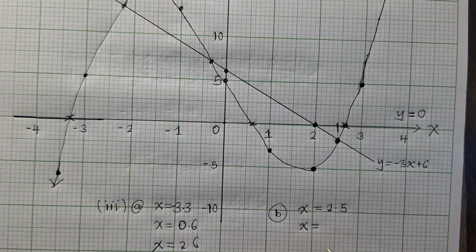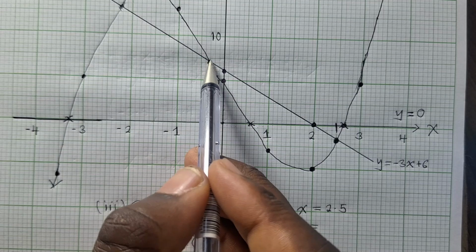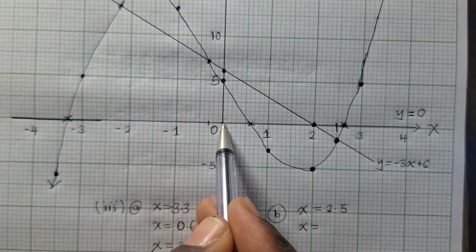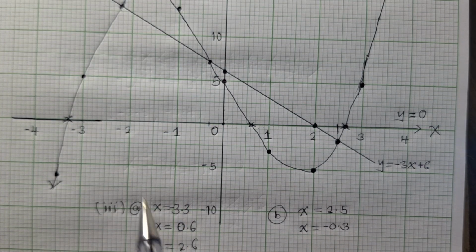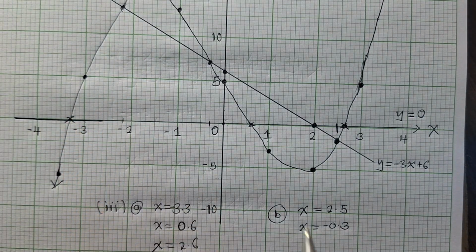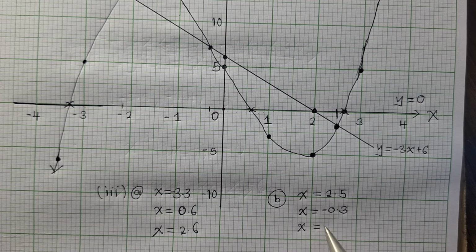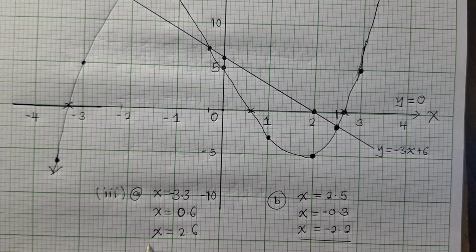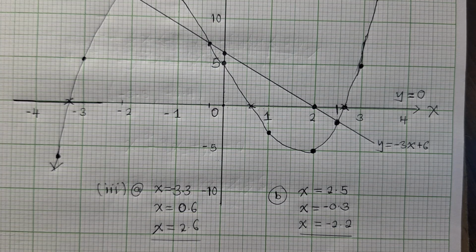The other solution, x is equal to, you come here where this graph and the line are meeting. It's right here. When you look nicely straight, it's at this point. This is negative 0.1, 0.2, 0.3. So negative 0.3. You also come to this point where they're meeting. It's right over here. This is x is equal to negative 2.2. So these are the solutions for the 2 equations. This is how we're supposed to answer this question.